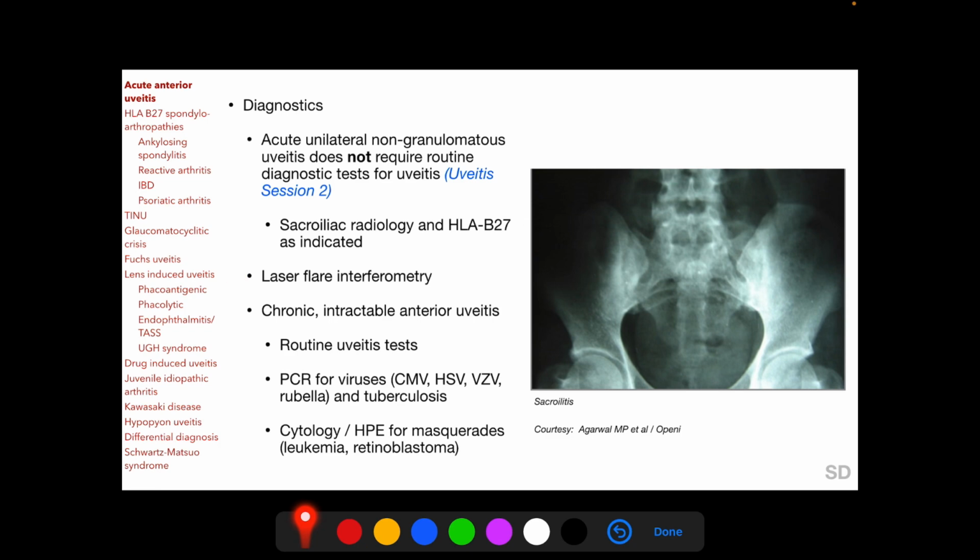Laser flare interferometry is equipment which helps us to objectively analyze aqueous flare, but it is available only in academic settings. However, in chronic intractable anterior uveitis, routine uveitis tests must be done. In addition to routine uveitis tests, PCR for viruses such as cytomegalovirus, herpes simplex virus, varicella zoster virus and rubella virus, as well as tuberculosis, is indicated as appropriate, and cytology or histopathological examination for masquerade syndromes such as leukemia and retinoblastoma can also be ordered as required.